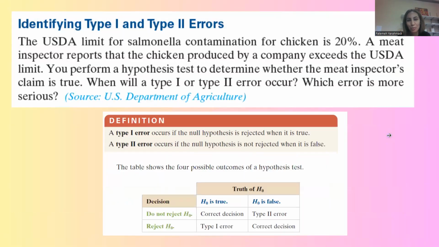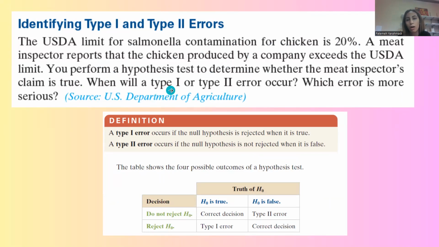Take a look at this example. So the USDA limit for Salmonella contamination for chicken is 20%. A meat inspector claims that the chicken produced by a company exceeds the USDA limit. As a statistician, you perform a hypothesis test to determine whether the meat inspector claim is true or not.